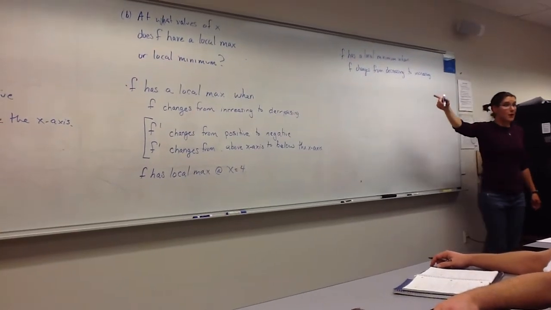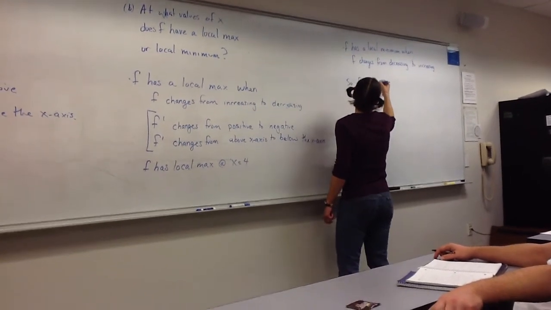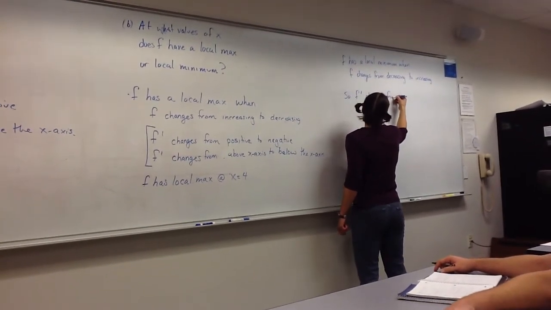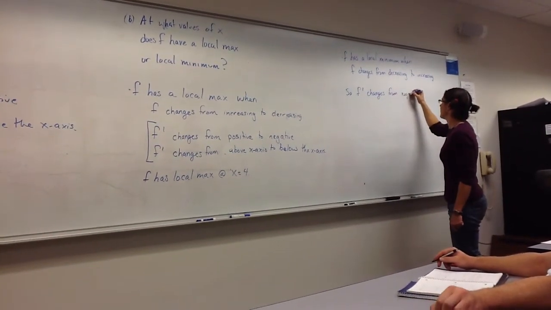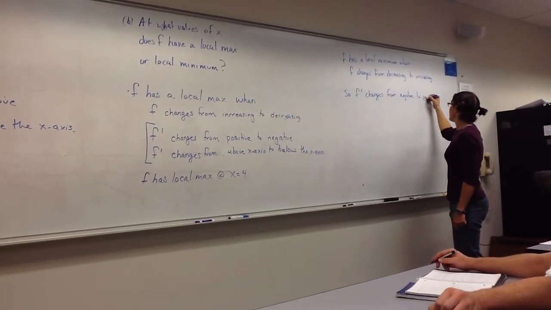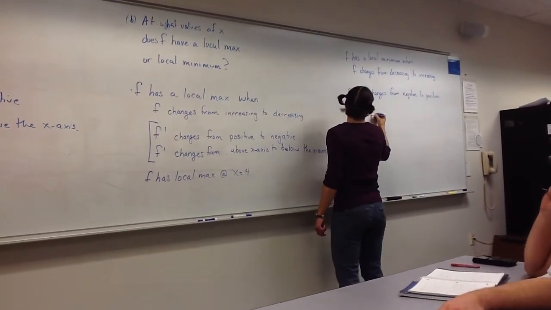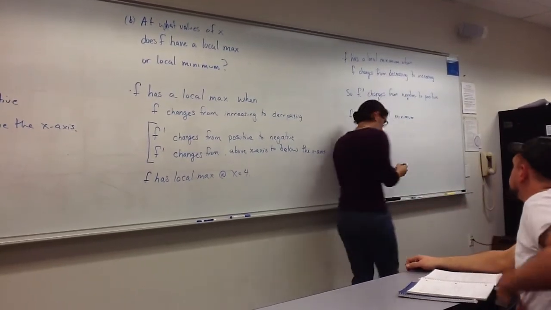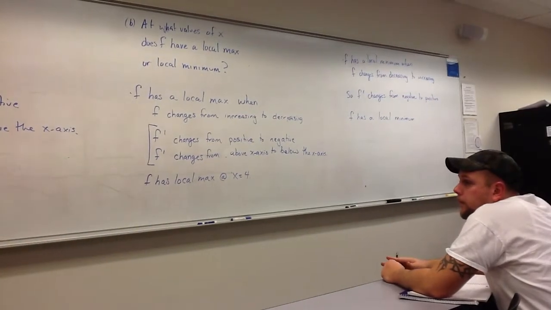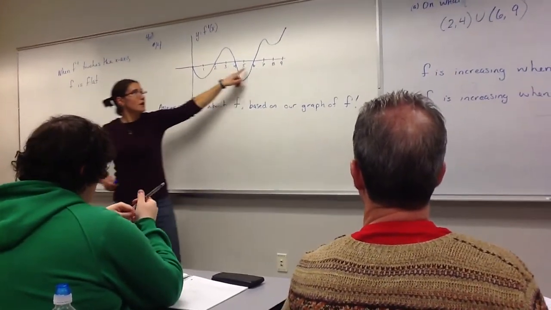So in terms of our f prime graph, that's telling us that f prime changes. If f is decreasing, f prime is negative. So f prime changes from negative to positive. And so f has a local minimum where f prime, reading left to right, goes from below the x-axis to above the x-axis, and that occurs in two places: at x equals 2 and x equals 6.